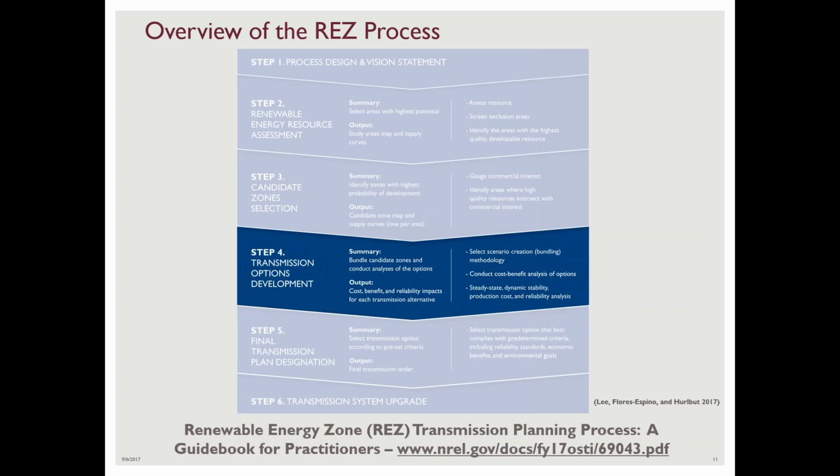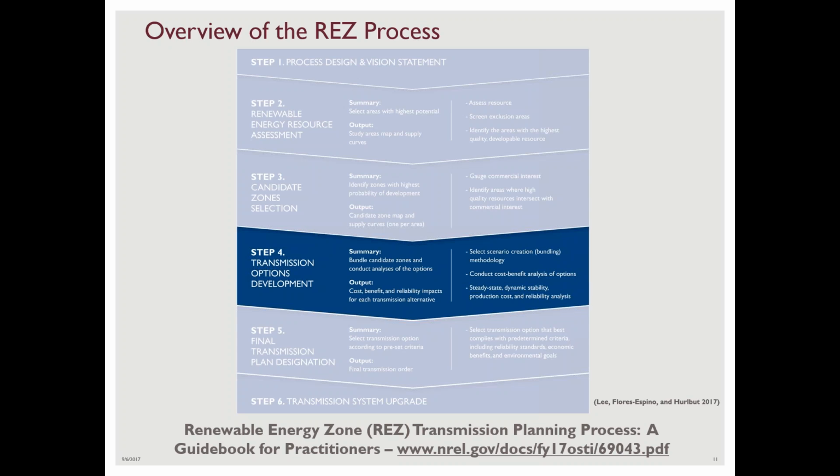So after step 3, moving to step 4, we start to look at how we could connect these zones that have great renewable energy resources, but also have signs of commercial interest. How do we connect these zones to load? So we start to look at transmission options for expansion and enhancements to the transmission system. And the outputs here are a cost-benefit analysis and some transmission planning studies that may include a dynamic stability analysis, production cost, and reliability analyses.